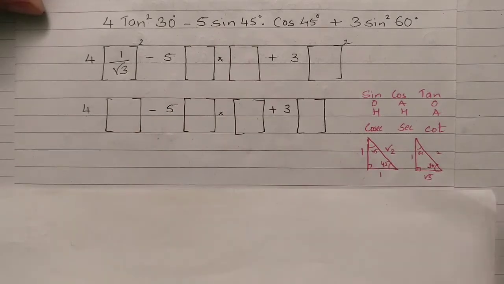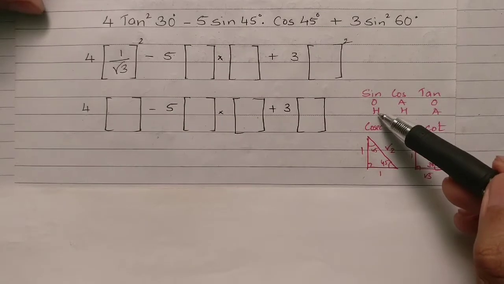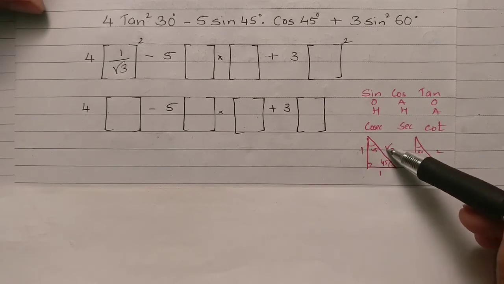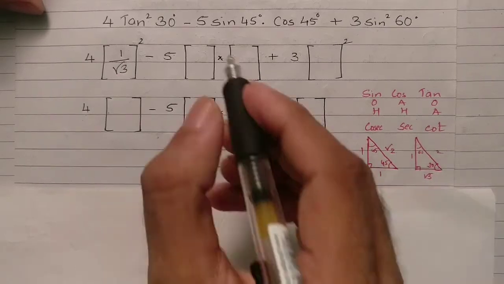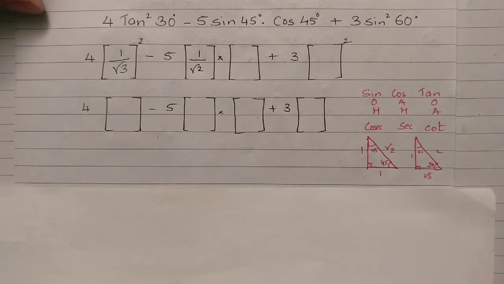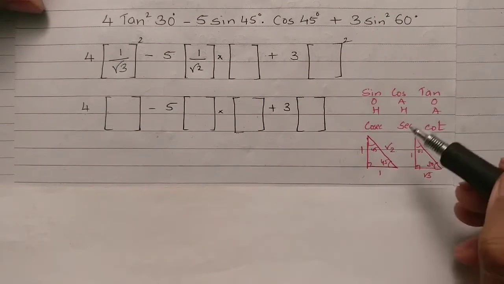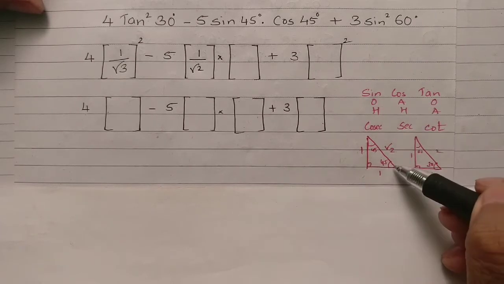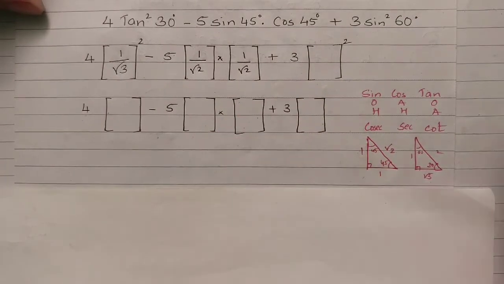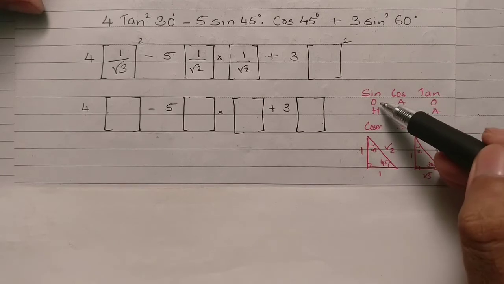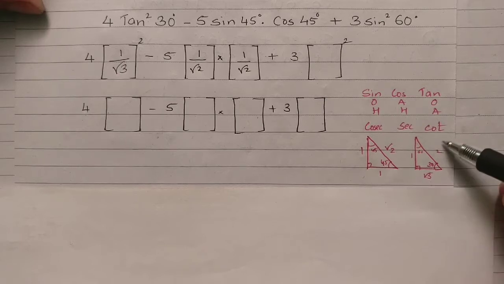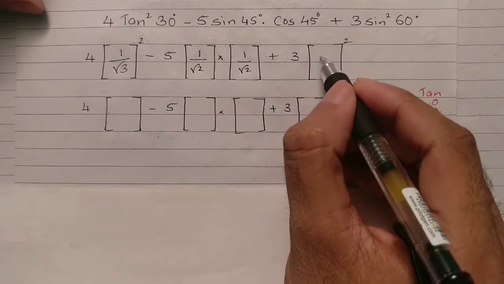Then it is sin 45. Sine is opposite upon hypotenuse. So for sin 45, opposite upon hypotenuse, 1 upon root 2. So I'll write 1 upon root 2 over here. Same way, cos 45. Cos is adjacent upon hypotenuse. So adjacent upon hypotenuse, 1 upon root 2 again. Sin 60. Sine is opposite upon hypotenuse. So root 3 upon 2.